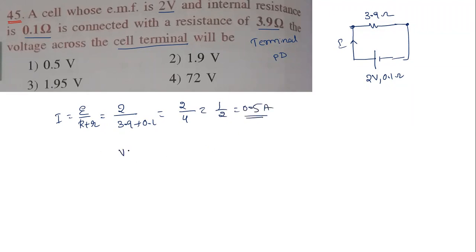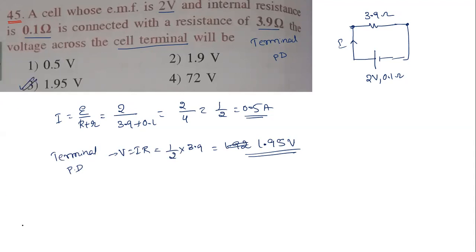So from Ohm's law we can write V equal to I into R. That will give us the terminal potential difference. Current is 1 by 2, that is 0.5, resistance is 3.9. It will be 1.92. Not 92, 95, because 2 ones are 2. 1.95 volt. So that is the terminal potential difference across the cell terminal, or across the external resistor.